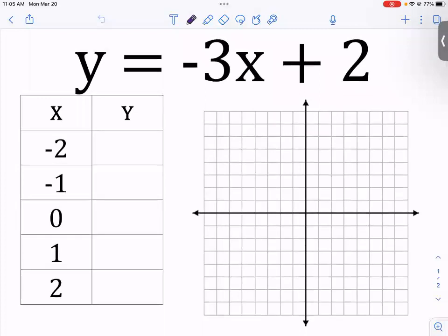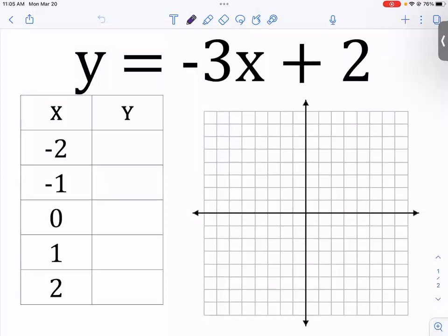Okay. So I have given you a linear equation. Y equals negative 3x plus 2, right? What we need to do is, given these x values, we need to figure out what the y values are. Okay? So this says that x is negative 2.